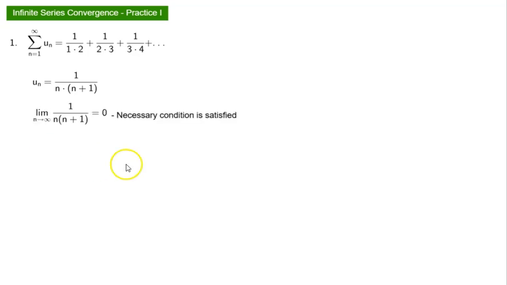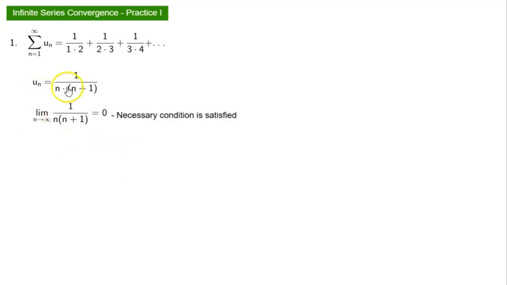As promised in the previous session, let's solve some problems related to infinite series convergence. The first one is the series 1 by 1 times 2 plus 1 by 2 times 3 plus 1 by 3 times 4 and so on. The first step is to figure out the nth term. Nth term will be 1 by n times n plus 1. So look at the pattern and figure out the nth term.